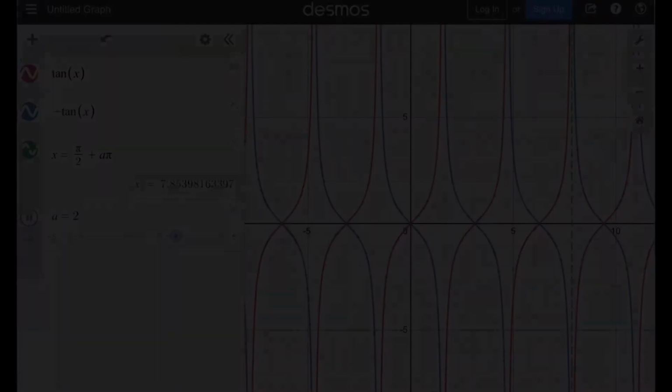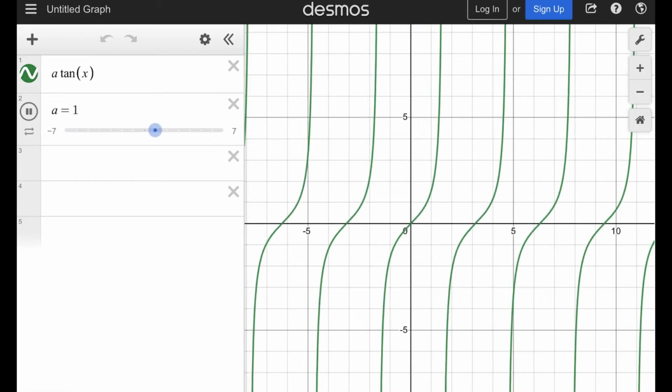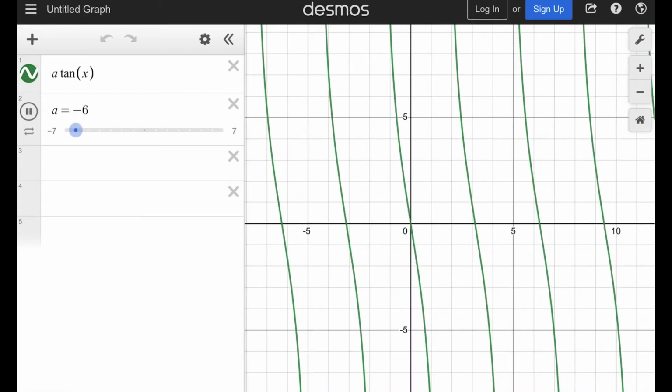Other thing to talk about is, what does the A in front do? What does this A in front of cotangent and tangent do? And that is the amplitude. And it is a vertical stretch, so it affects the graph in the same way. Now, we are only doing sketches, so it's not going to really affect us, but it does affect the steepness.